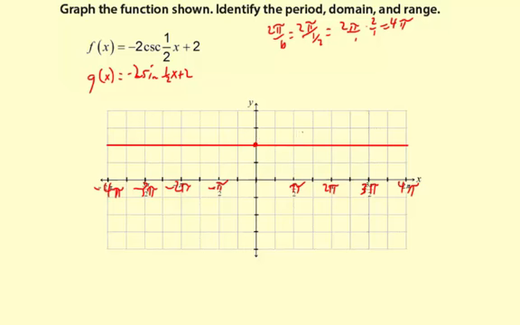Okay, now the period is 4 pi, so that means all the way at 4 pi it's going to start to repeat, and 2 pi is going to be halfway in between, like that.